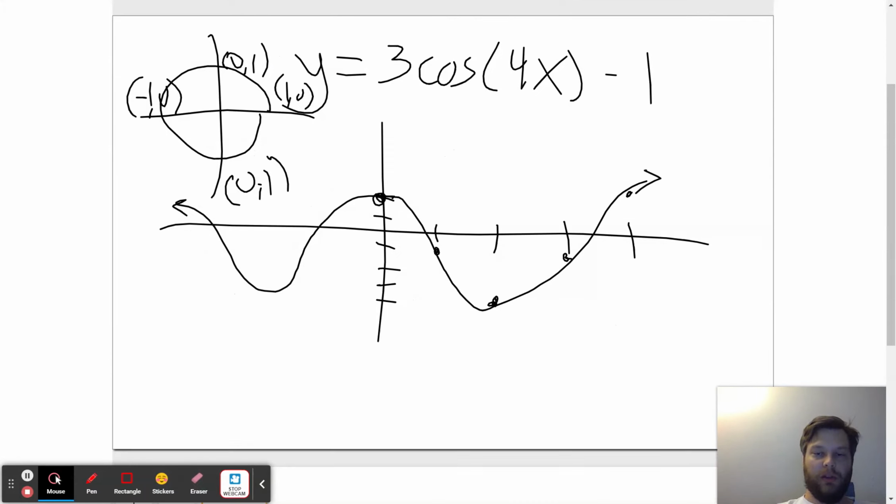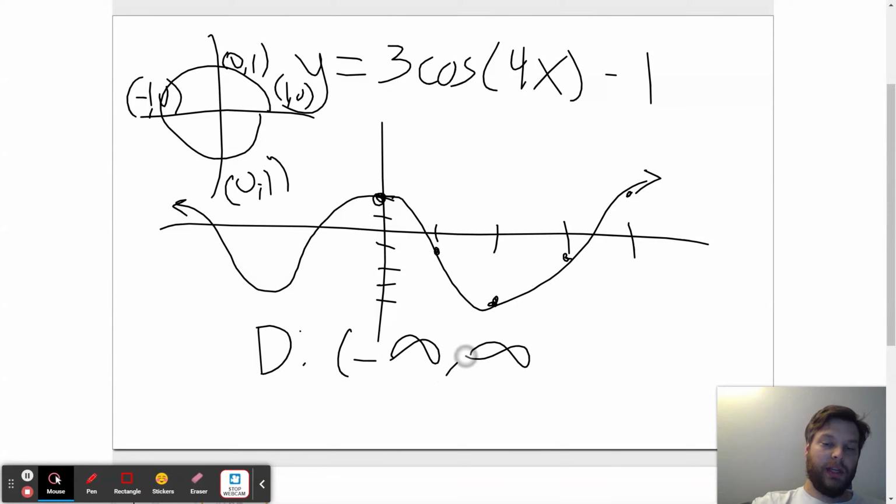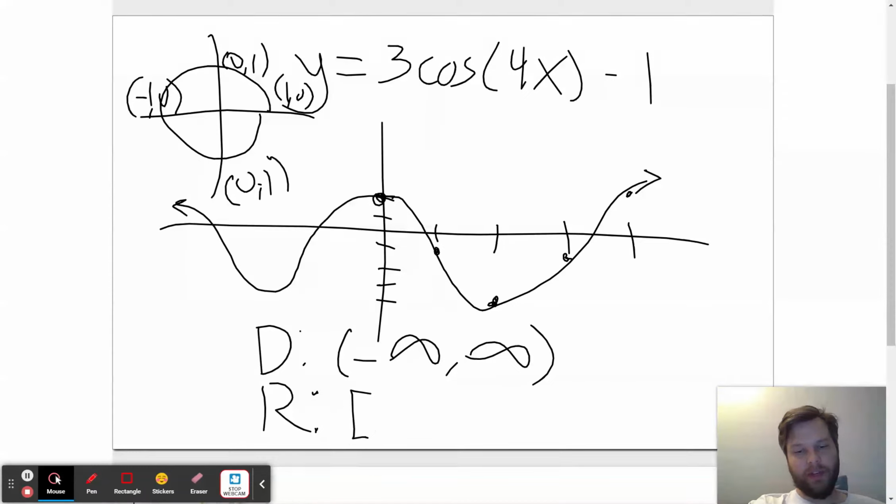Just like before, we have a graph that never stops going left and right. So it has a domain of negative infinity to infinity. I use the parentheses because you can't reach infinity. The range, the lowest value on the range, if you just count down, is negative 4, and the highest value on the range is 2. You can get that just by looking at the equation. Your midline is negative 1, so you go 3 steps above negative 1, and you go 3 steps below negative 1. That's how you get your range. Negative 1 plus 3 is 2, negative 1 minus 3 is negative 4.